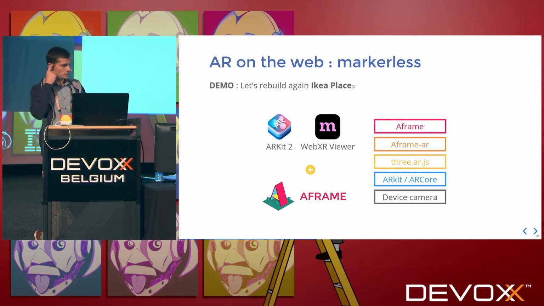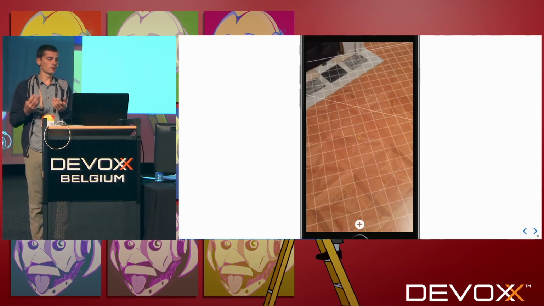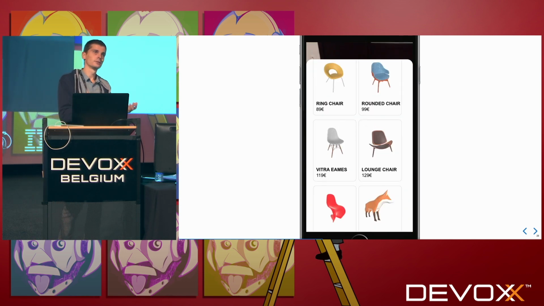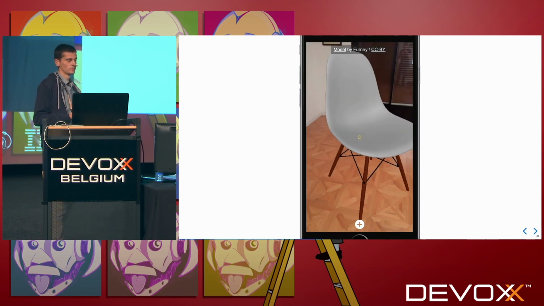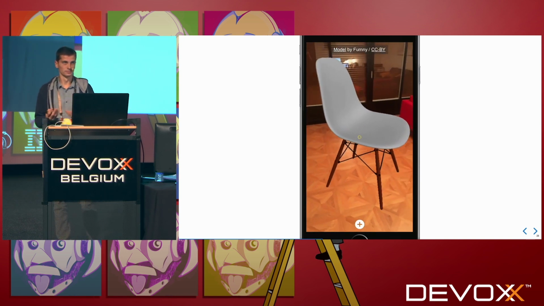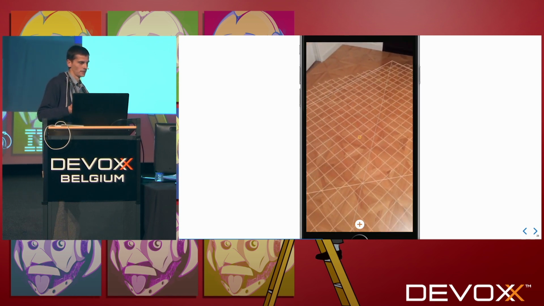I've redone the same demo using this browser and this viewer, and now you don't have to use markers. You just use the native frameworks to detect the floor, for example, and afterwards put your 3D model directly in your environment and start playing with it. It's very easy and very fun to play.